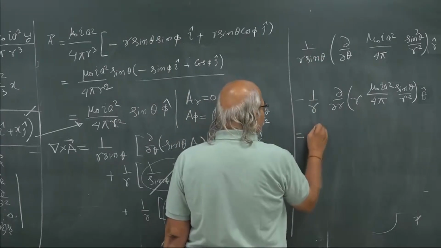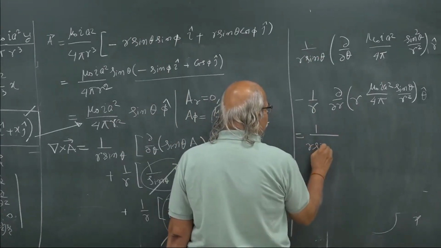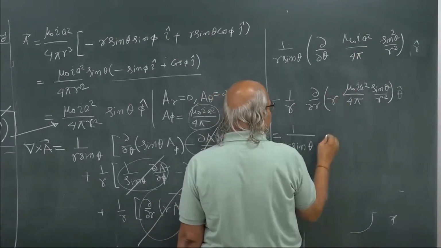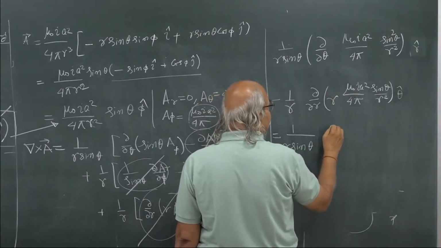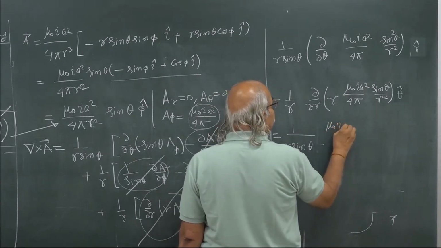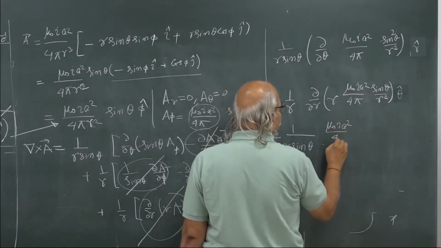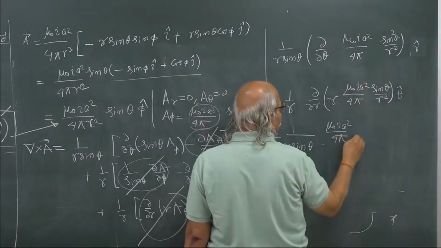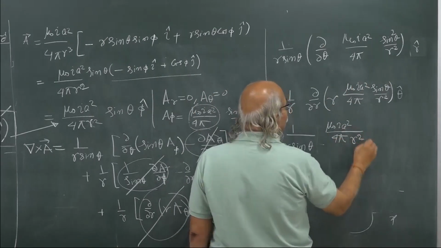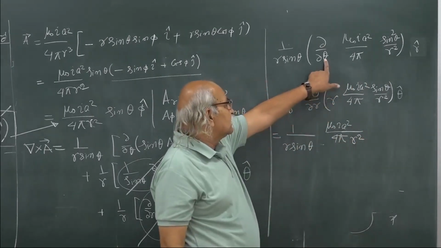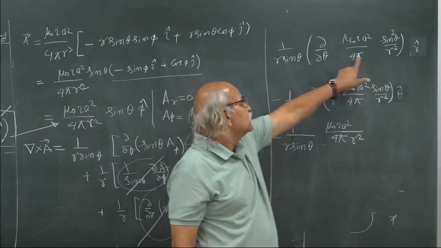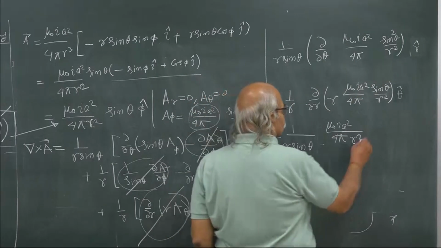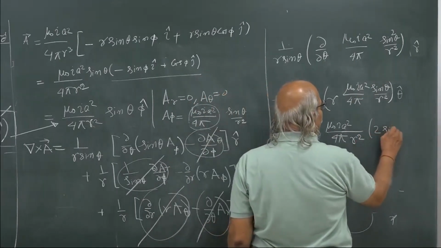It is 1 over r sin theta here, and then this mu naught times I a squared by 4 pi. This will be anyway common, but nevertheless this r squared I can also write here. Why? Because I have to differentiate with respect to theta, partial differentiation. So r will be treated as constant, and then that sin squared theta. So it is 2 sin theta cos theta.